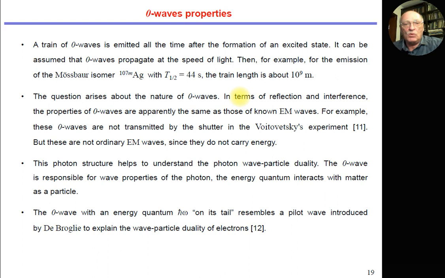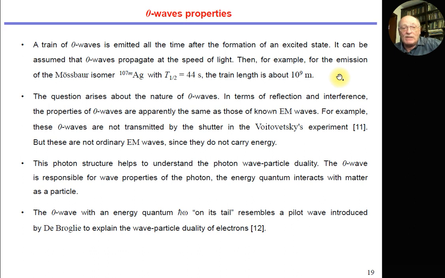Some properties of zero waves. A train of zero waves is emitted all the time after the formation of an excited state. It can be assumed that zero waves propagate at the speed of light. Then, for example, for the emission of the Mössbauer isomer silver-107 with a half-life of 44 seconds, the train length is about 10^9 meters.